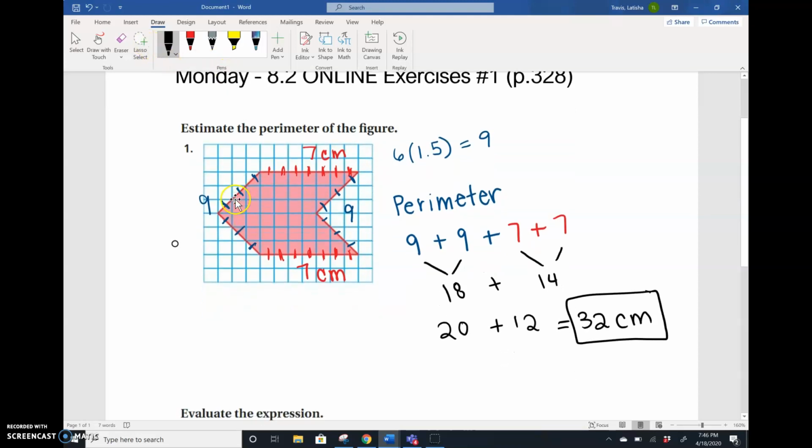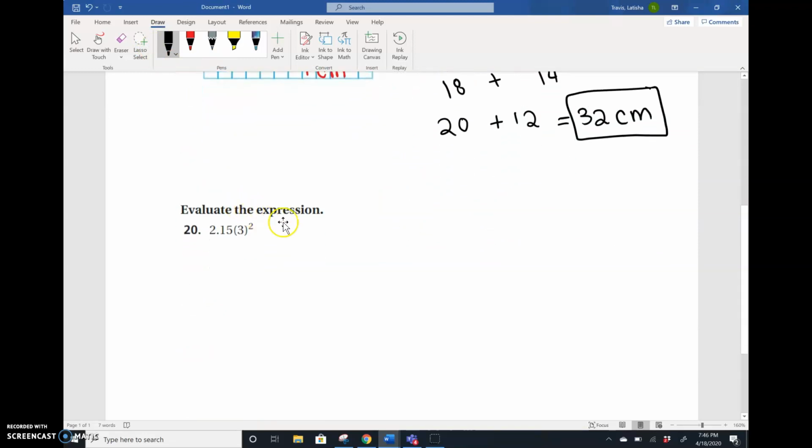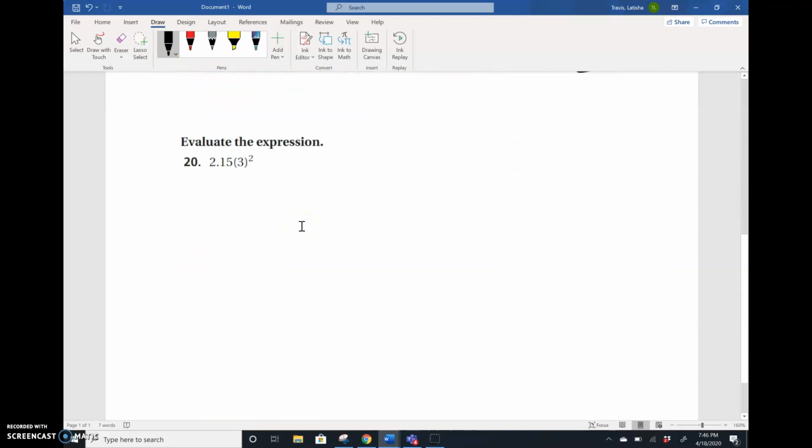The only other thing I need to show you is how to evaluate expressions. So we have this expression here. We have the 2.15 times 3 squared. When you have expressions involving more than one operation, we need to take into consideration the order of operations. Order of operations, we use the acronym PEMDAS for it. So I'll write it here. Hopefully you guys remember this.